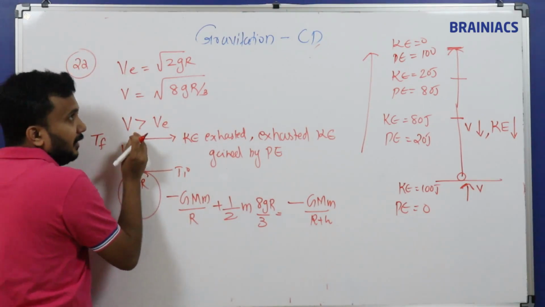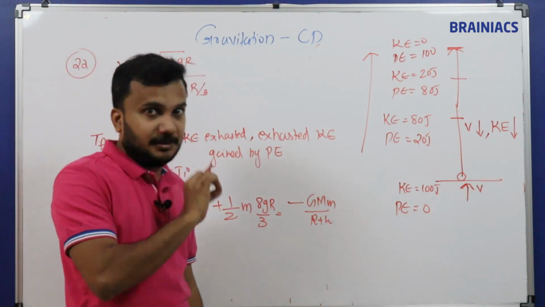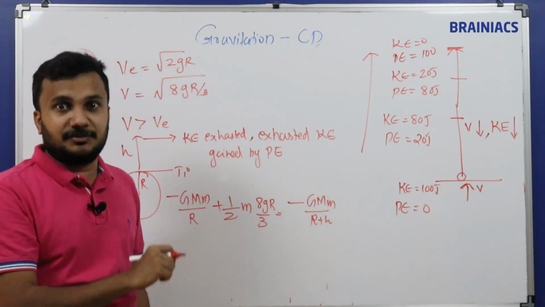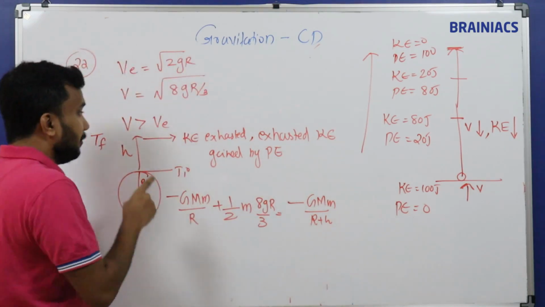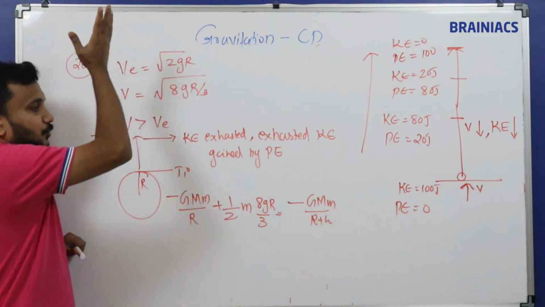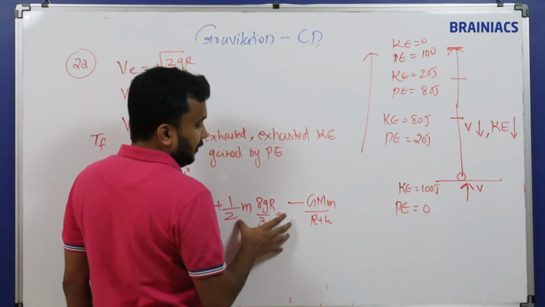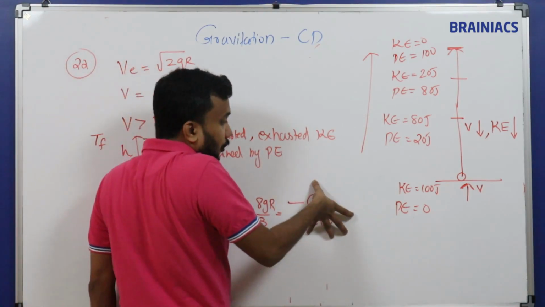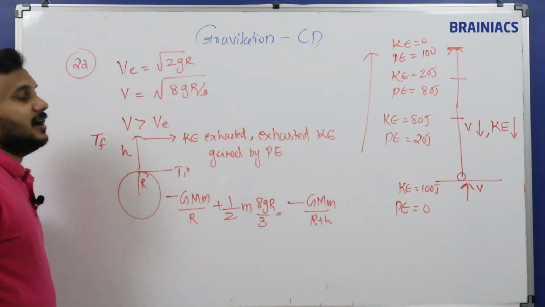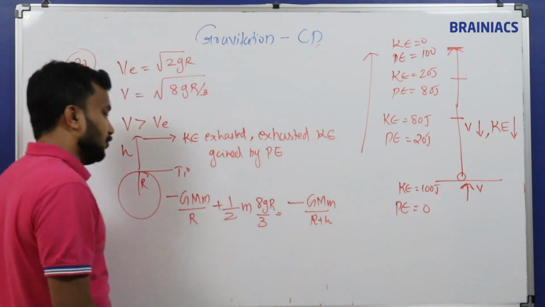At some point, momentarily, the velocity will be equal to 0. The word momentarily is important. You are throwing with a velocity, but due to the further push it is going to infinity. So the total energy on the surface, the kinetic energy plus potential energy, is equal to the total potential energy at a height h. I don't know what that height is, so I am putting that height as h.